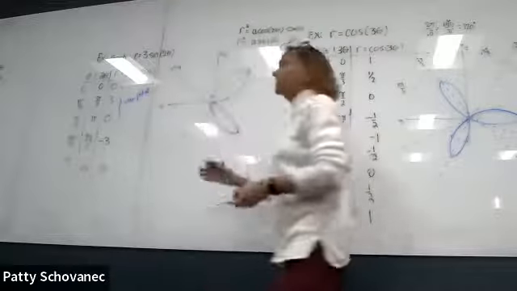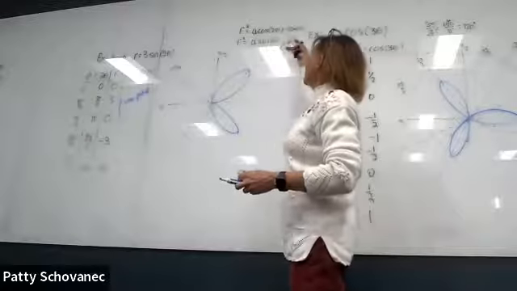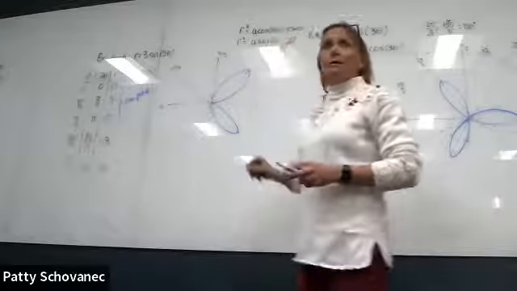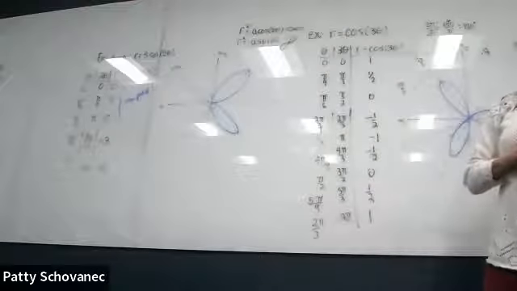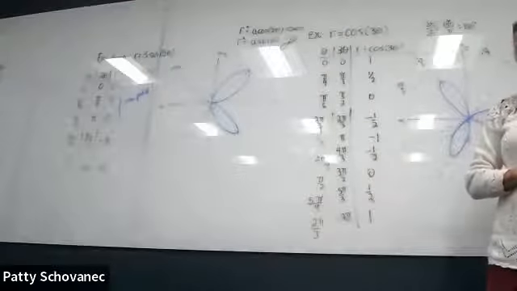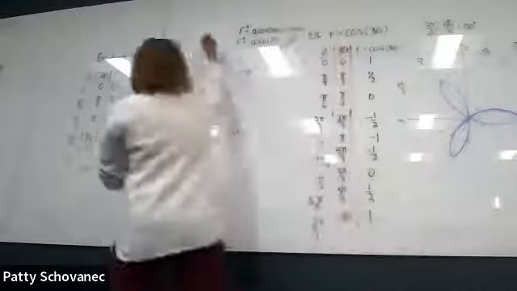Now, if A is negative, in either case, it does that. If A is negative, it does that. But that's for the r squared graph. That has another name other than infinity symbol. I think it's called a lemniscate.